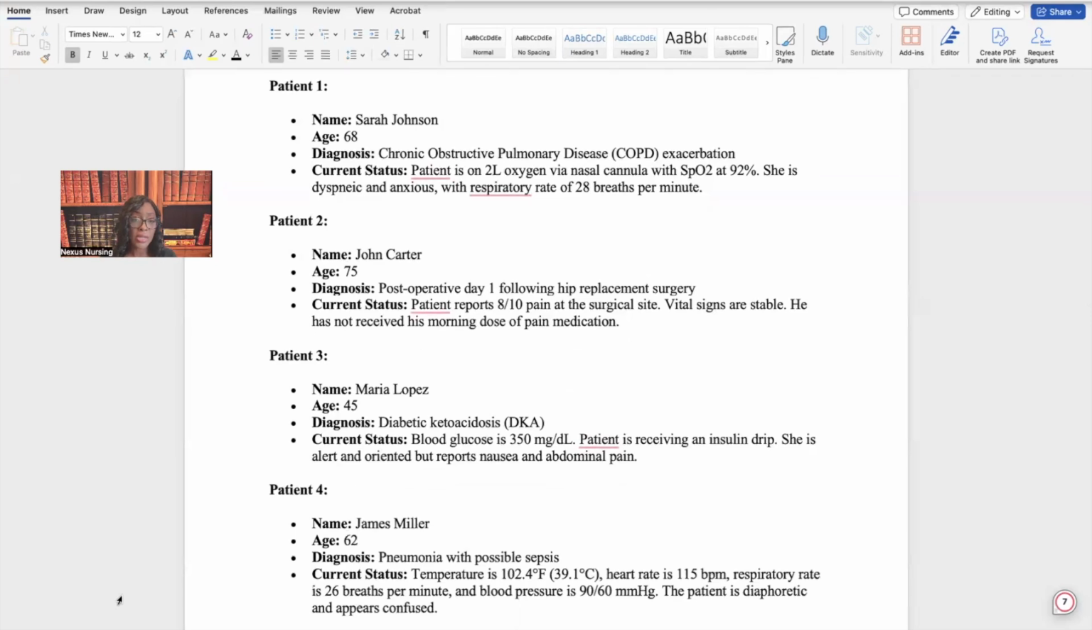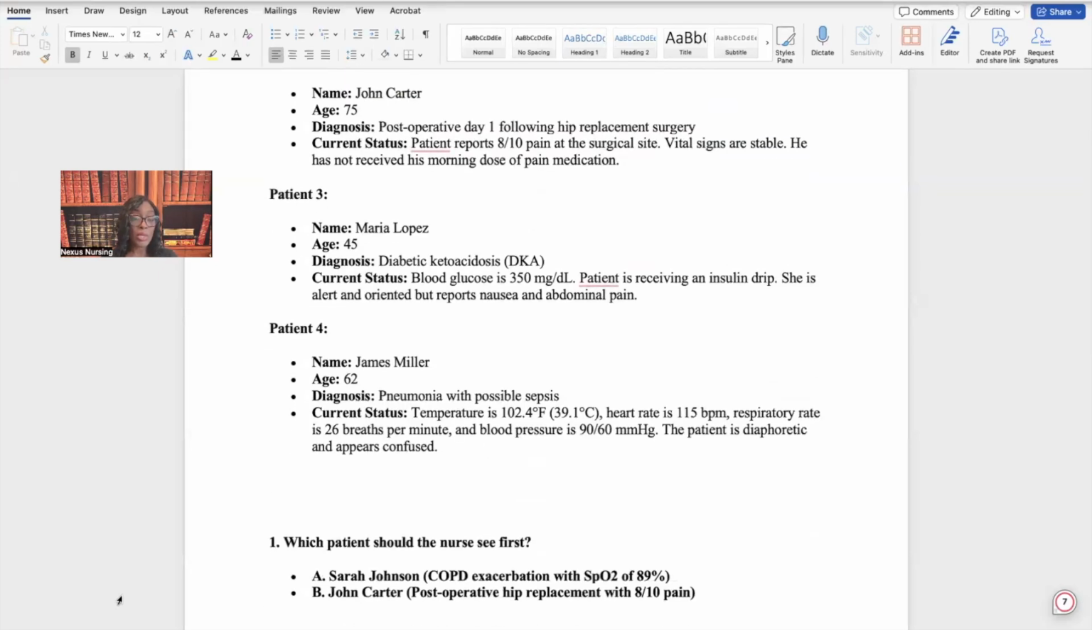Patient two, John Carter, 75 years old, post-op day one for hip replacement. Current status, patient reports 8 out of 10 pain on the surgical site, vital signs stable, has not received morning dose of pain medication. Patient three, Maria Lopez, 45-year-old in DKA, blood glucose 350, receiving insulin drip, alert and oriented, but reports nausea and pain. And last is James Miller, age 62, pneumonia with possible sepsis. Current status, temp 102.4, heart rate 115, respirations 26, blood pressure 90 over 60, patient's diaphoretic and appears confused.